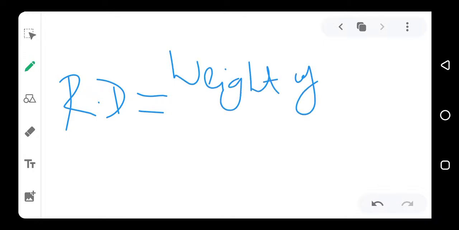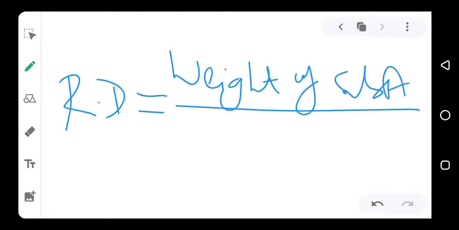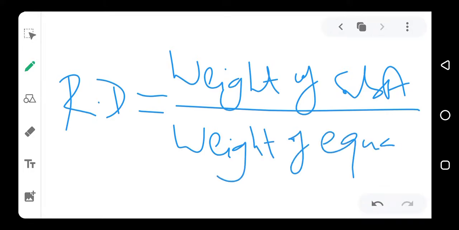Therefore, relative density of a substance can also be expressed as weight of the substance all over weight of equal volume of water. This equal volume is very important that you put it. If you say weight of water, you are not getting it. You must say weight of equal volume of water.